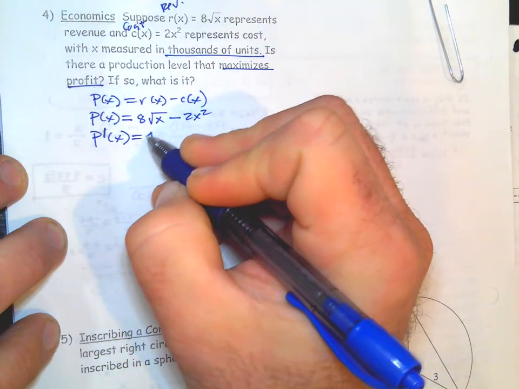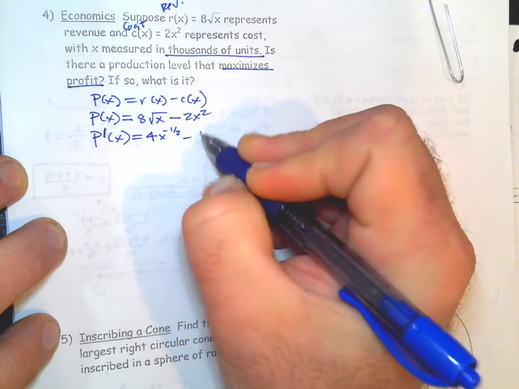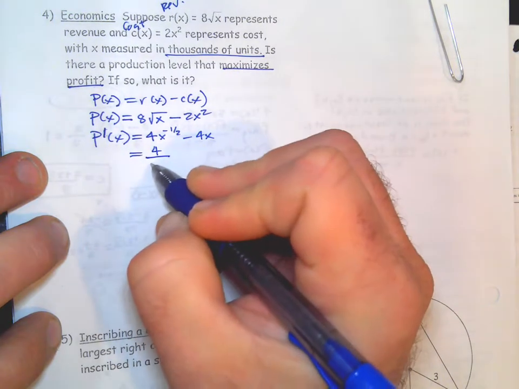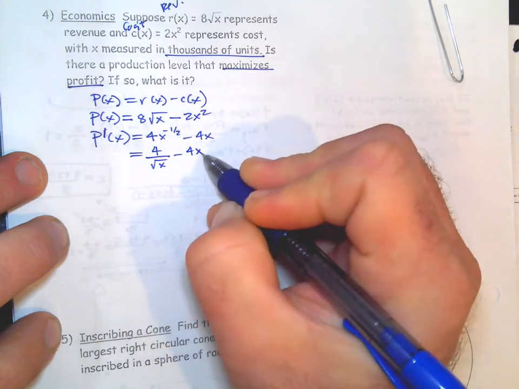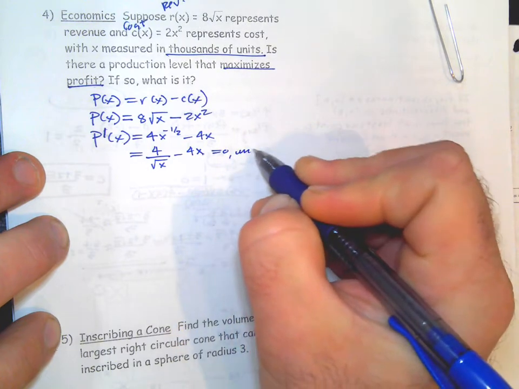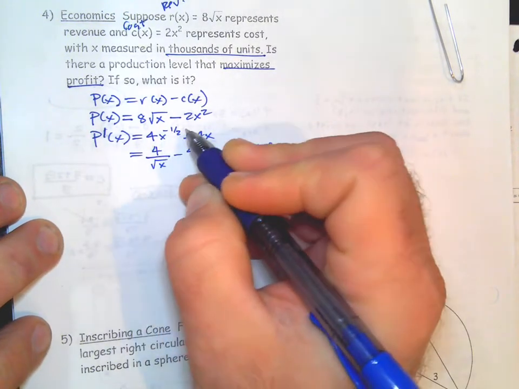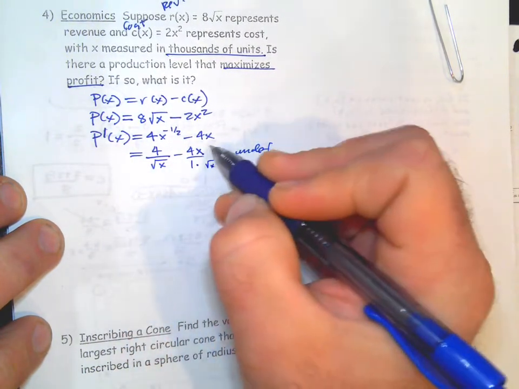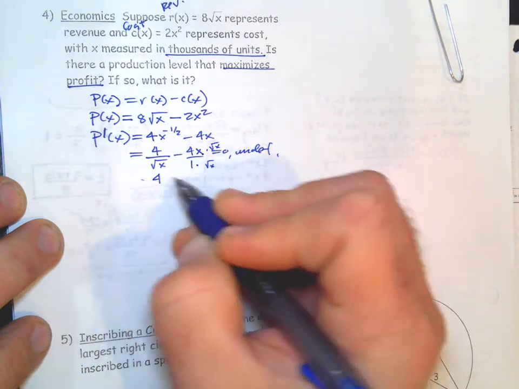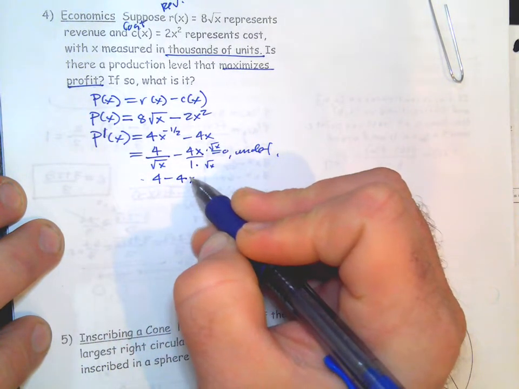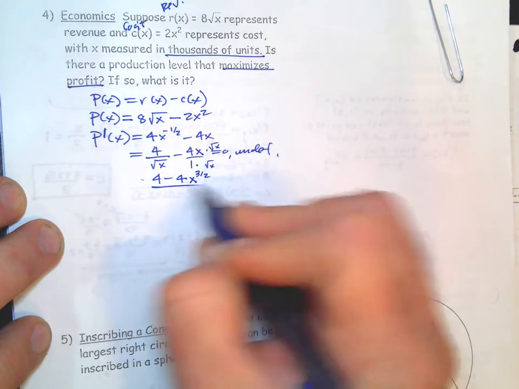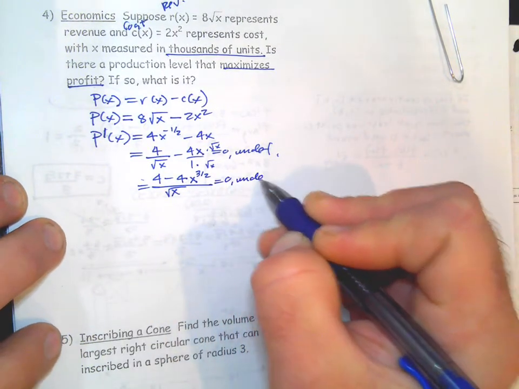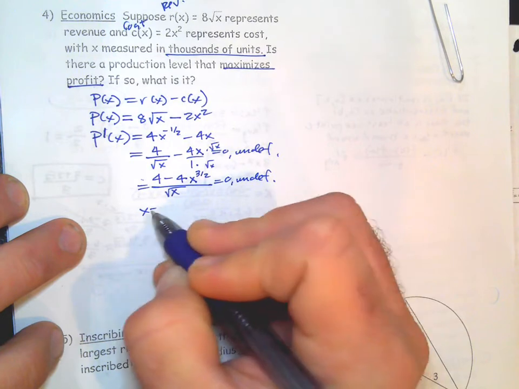It's going to be 4x to the negative 1/2 minus 4x. And we can rewrite it as 4 over the square root of x minus 4x. And then we got to set it equal to 0 and solve. You could factor out the 4x to the negative 1/2 and just deal with exponents, or you could combine them into a single fraction, which is what you should do. So this is x to the 3/2. And then x equals 0 is a critical point.